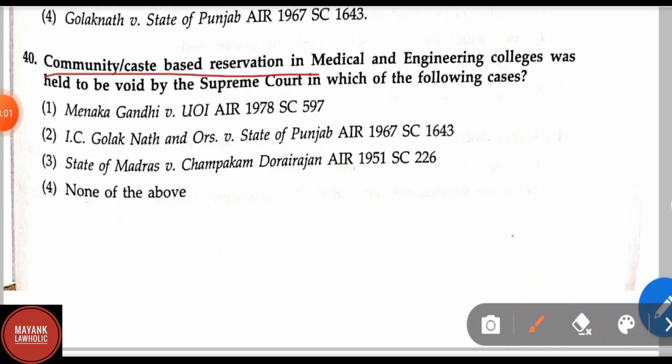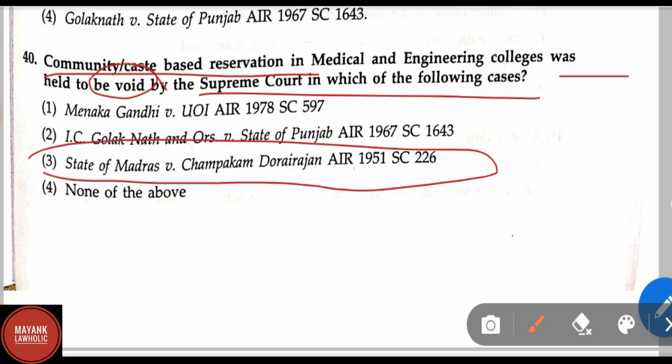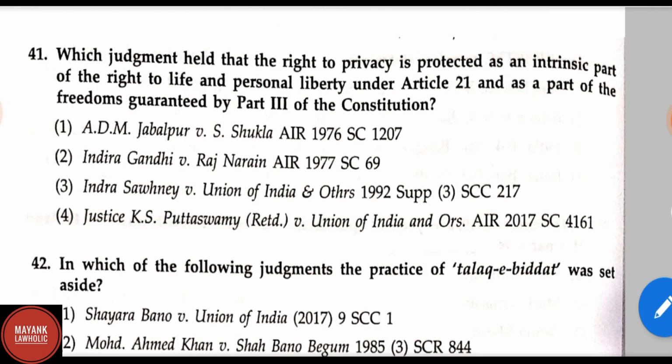Community-based caste-based reservation in medical engineering colleges was held to be void by the Supreme Court in which of the following cases? Option 1, Maneka Gandhi vs. Union of India. Option 2, I.C. Golaknath and others vs. State of Punjab. Option 3, State of Madras vs. Champakam Dorairajan. And option 4, none of the above. Here the correct answer is option number 3, State of Madras vs. Champakam Dorairajan, AIR 1951.